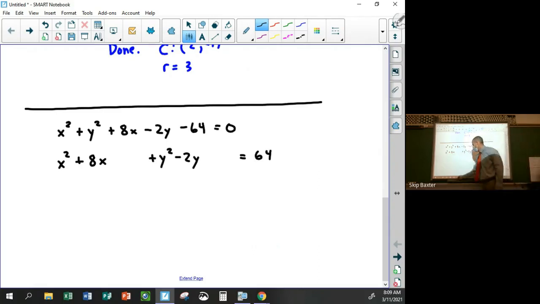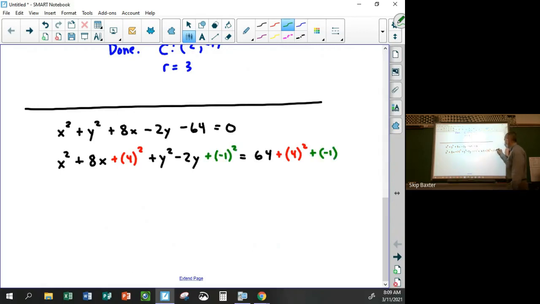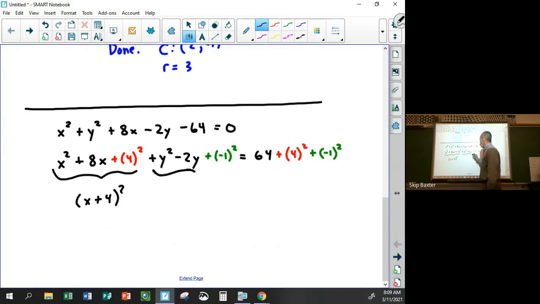Now you complete the squares. So if I take half of 8, 4, I'm going to add 4 squared to both sides. Do the same thing with the y's. Half of -2 is -1, so I'm going to add -1 squared to both sides. Everybody okay with that? So then on the left, these terms factor as x plus 4 squared, and these terms factor as y minus 1 squared.